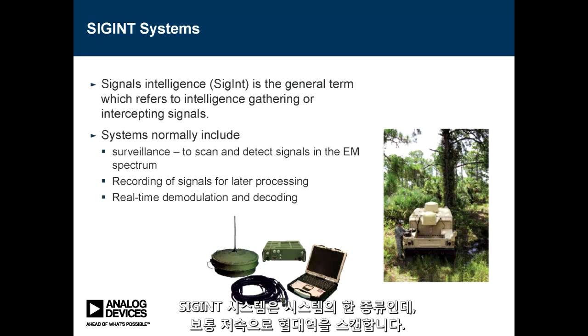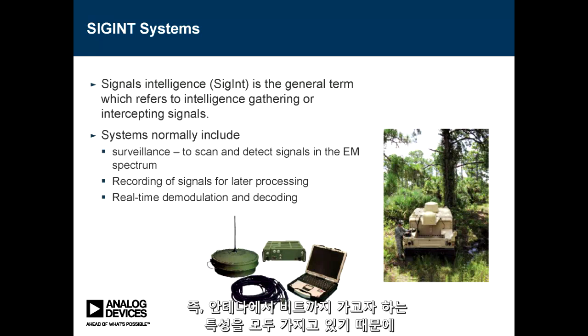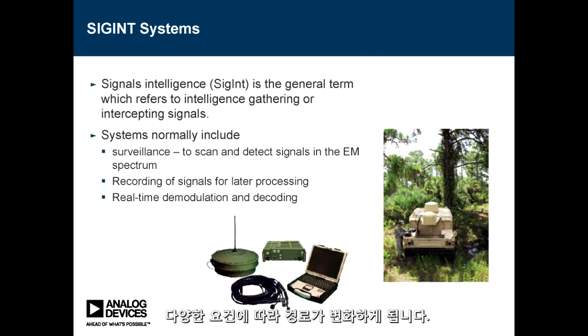So SIGINT systems is one class of systems. Normally, these are slow scanning, narrowband, and a lot of times they're cued by other parts of the system so they know where to go and look. So, that's one class of system. Again, they all have the characteristic that you want to go from antenna to bits. So it's just the pathway through that varies and the requirements vary.